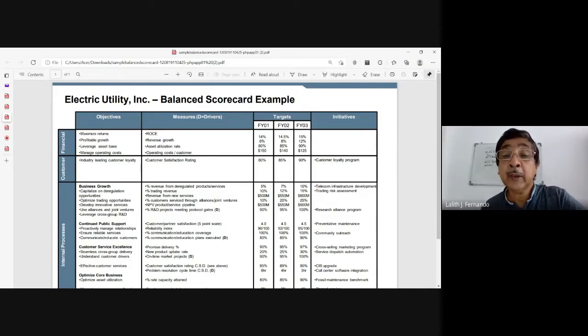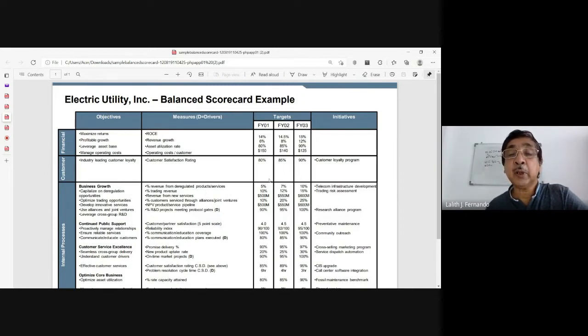By looking at the percentage of revenue, you can put it this way. Say in financial year number one, you have 5% of revenue from deregulated products, and in year number two, you got 7%. That means now you are really going forward. You have been able to capitalize on deregulation. That means you have a growth in that deregulated product income.